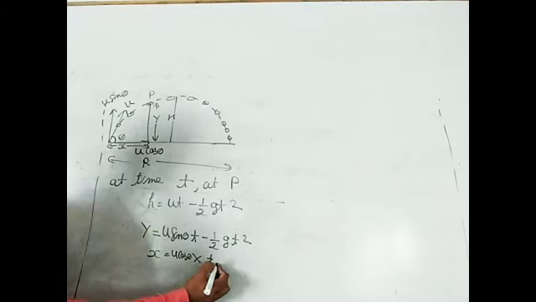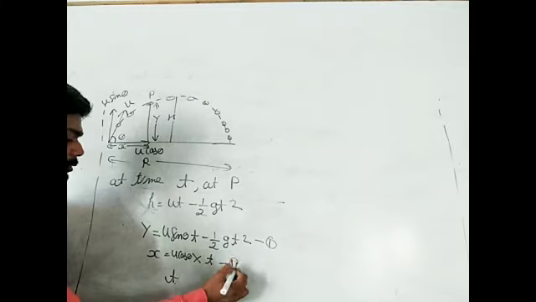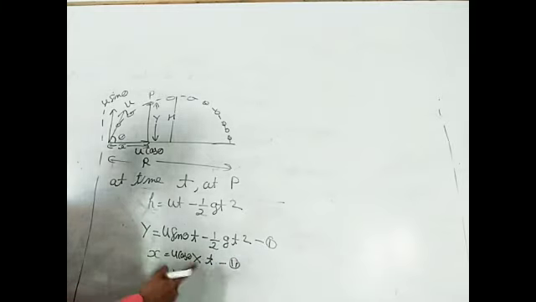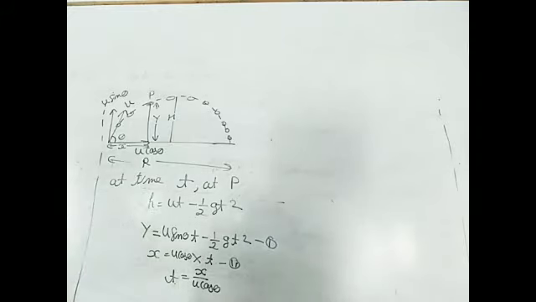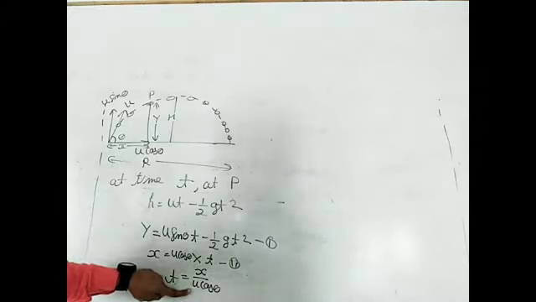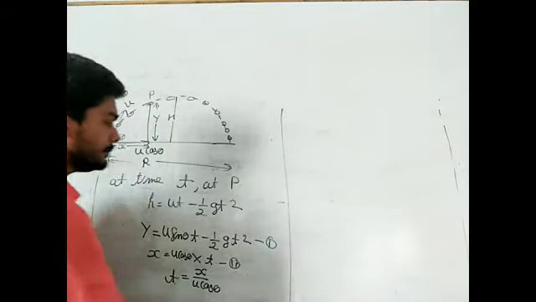Then from here put the value of t. This is equation number 1, this is equation number 2, and from 2 put the value of t in 1. T is equal to x upon u cos theta. Substitute this value of t in equation number 1. What will we get?